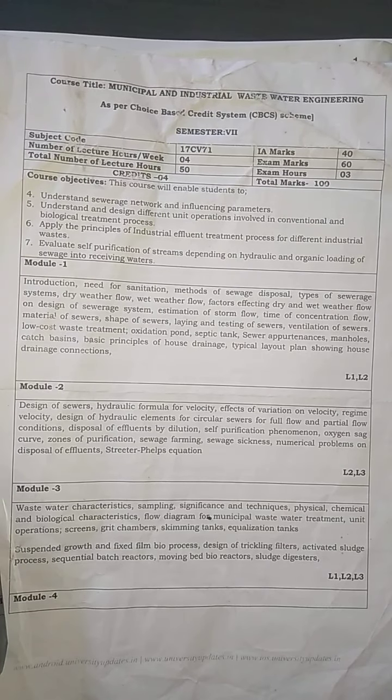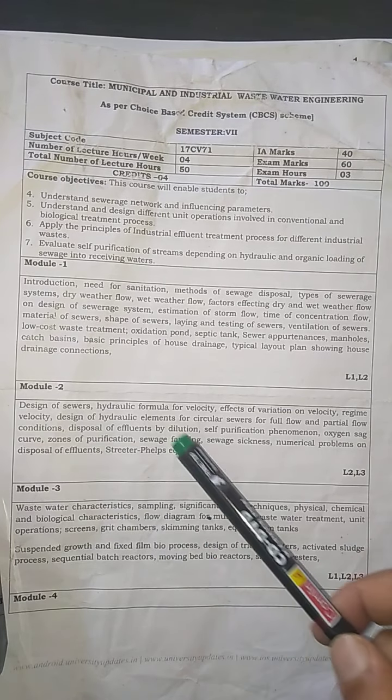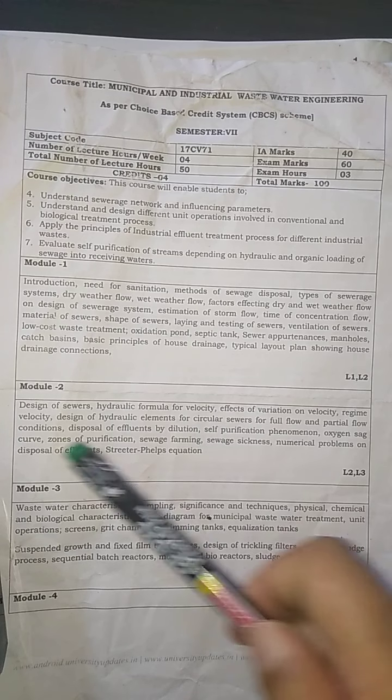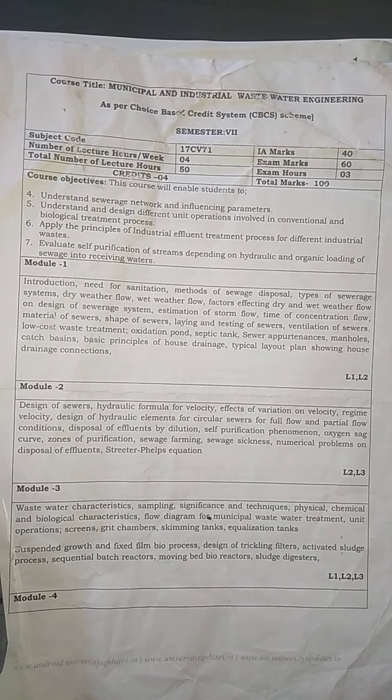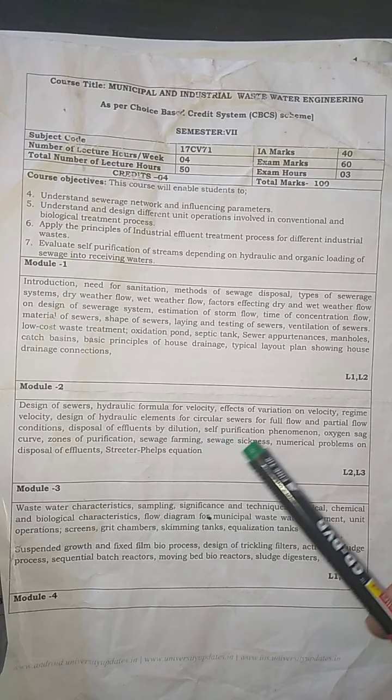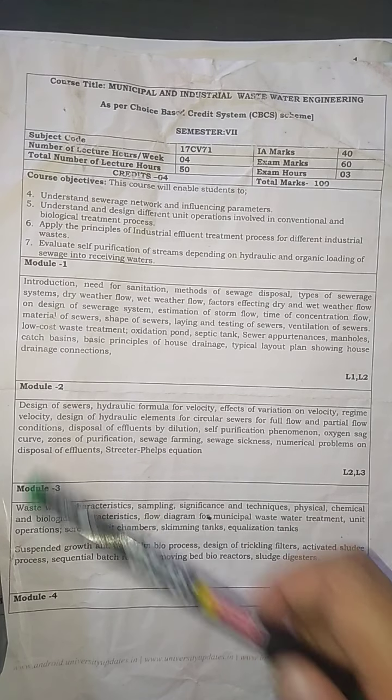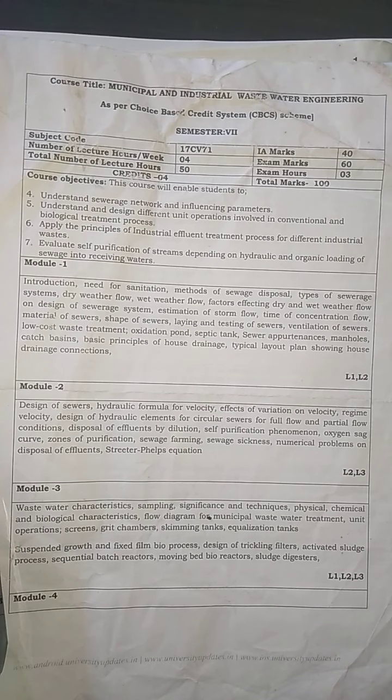In the previous classes, we discussed the first half of module 2, that is, the design of sewers: the effects of variation on velocity, the hydraulic formula for velocity, and then the hydraulic elements for a circular sewer flowing under full and partial flow conditions. That we have discussed in the previous class.